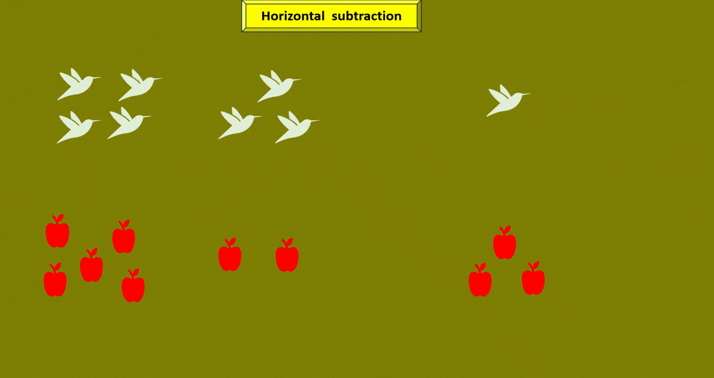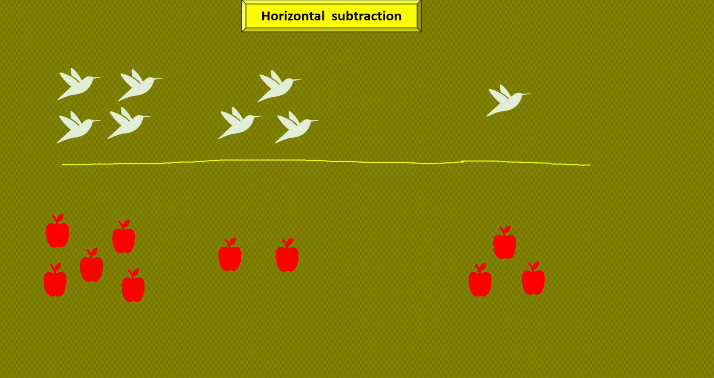Another point of this session is horizontal subtraction. What is the meaning of horizontal subtraction? If you want to know in detail, check out the first video, which is based on addition, where I explain it in more detail. But just to hear, when you do a subtraction within a single line, that is known as horizontal subtraction.